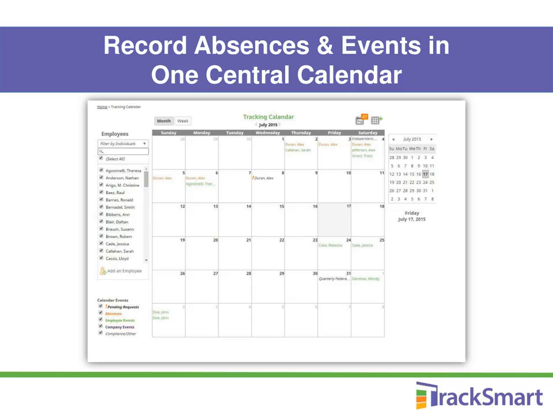Here on the left, you can search and filter either by individual employee, employee name, or department, and select just those you'd want to see on the calendar at that time. You can also filter by the type of event. So if you only wanted to see absences, you would just deselect the rest of the types of events. If you would like to record a new absence or event, all you have to do is double-click on any date or select the icon with the plus sign at the top of your calendar.